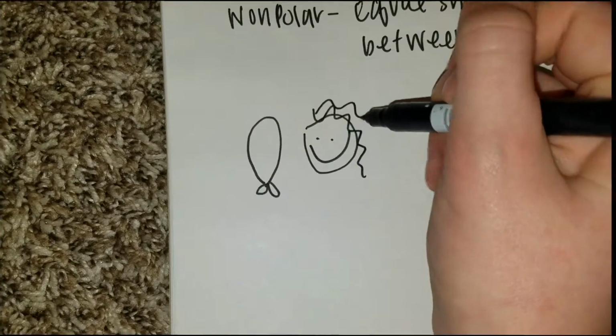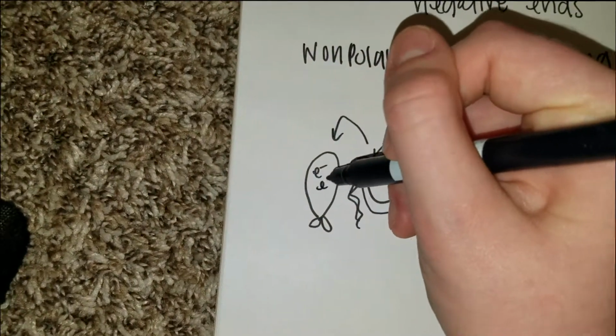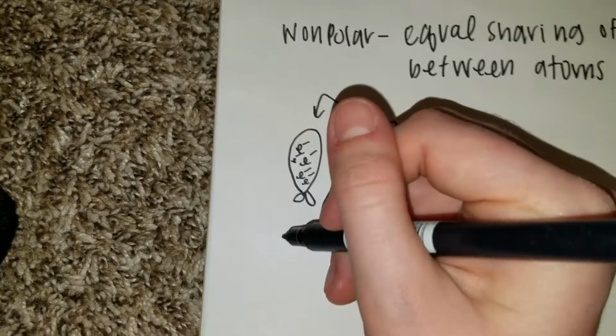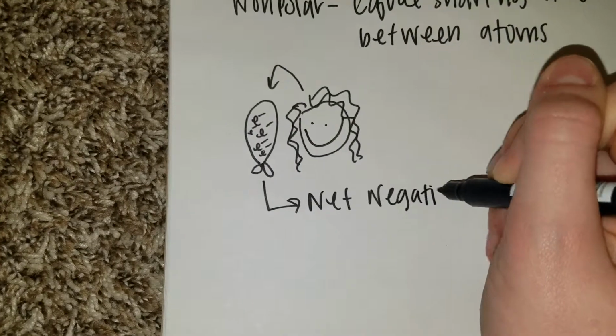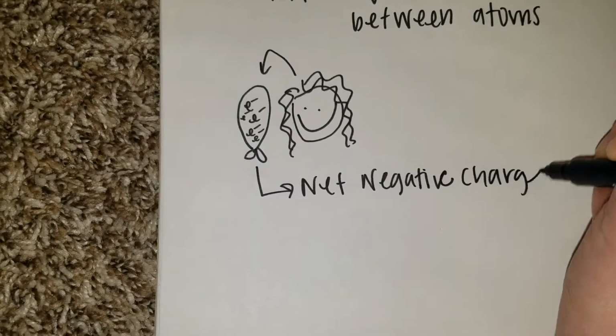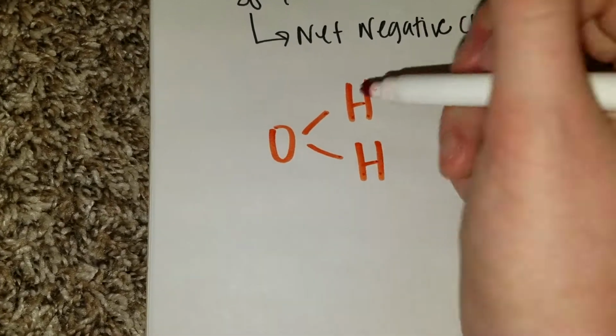So right here, here's a balloon, and here is a lady with a bunch of hair. To do this lab, you're going to have to rub your hair against the balloon, and that's going to get a bunch of electrons into that balloon, and it's going to create a net negative charge in the balloon because of all these electrons and the static.